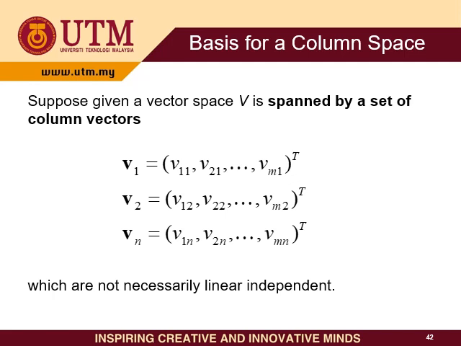Now we come to the basis for a column space. Suppose given a vector space V spanned by a set of column vectors. This is not row vectors, it's column vectors because of this transpose. Right? They make it transpose, so it's supposed to be like this. But if you transpose, it will become like this. Right? Remember this T, transpose. Then these column vectors are not necessarily linearly independent.